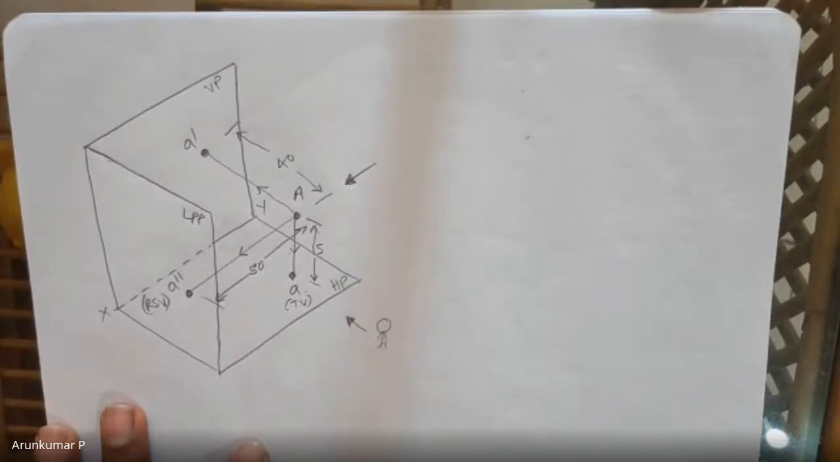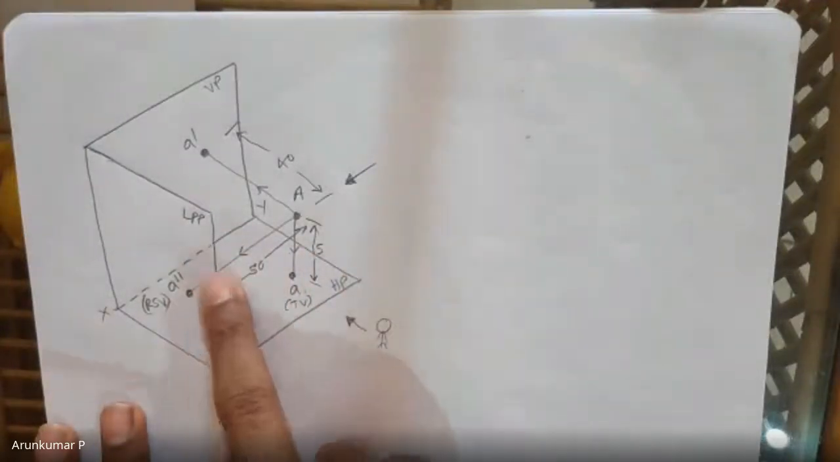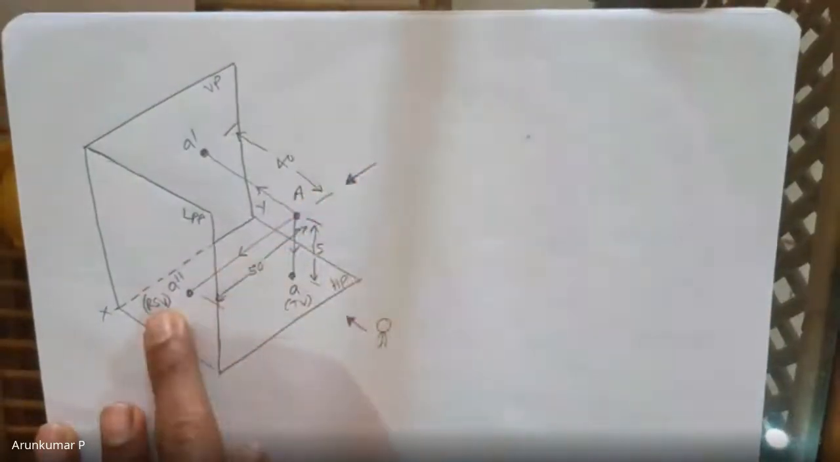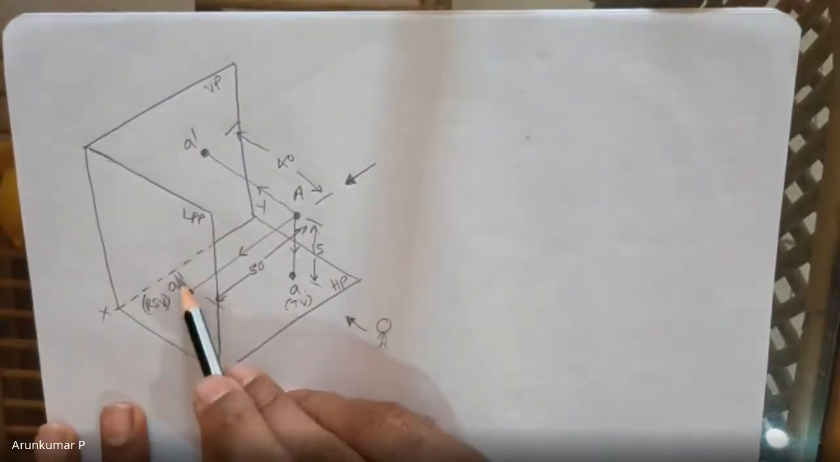Okay, so this is a small difference. The previous case you had the left side view on the right profile plane because you are looking from the left. In this case, you have the left profile plane, you are looking from the right side, so the right side view will be on the left profile plane. Side view remains the same, A double dash.